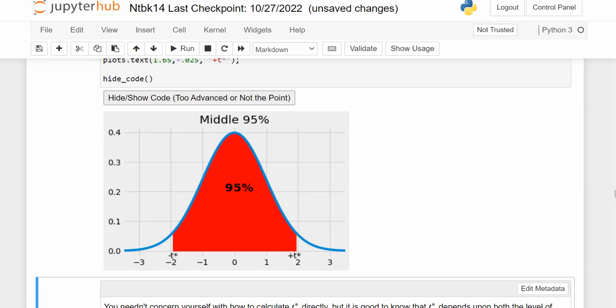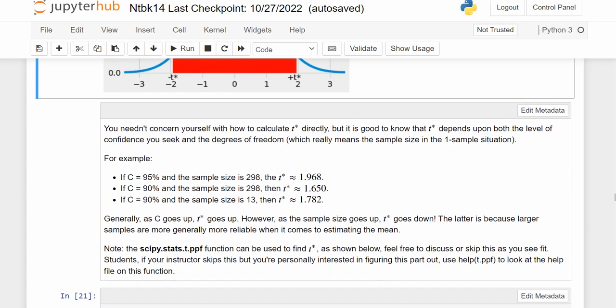Let's just execute this code block. And it shows you what we're doing. You see the negative T star is a vertical line right there about -2. And the positive T star is a vertical line there about +2. And it traps the middle 95% of the area under the bell curve. The middle 95%, okay?